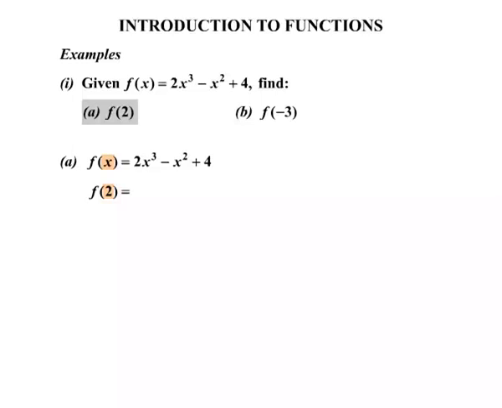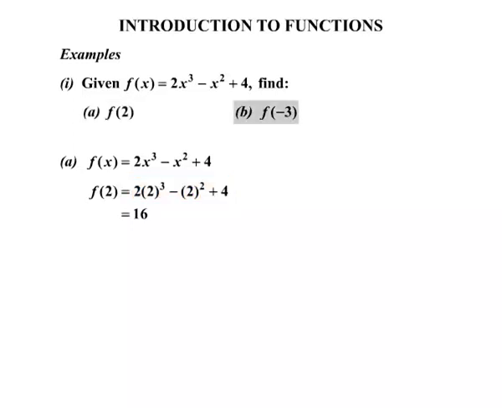That's all it means. So in the expression there, 2x cubed minus x squared plus 4, those x's highlighted, we're just going to replace with 2. So there we have it. 2 times 2 cubed minus 2 squared plus 4, and we calculate that, works out to be 16. So it's a pretty simple concept.